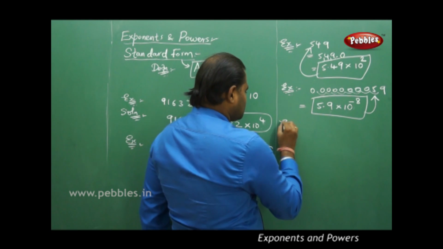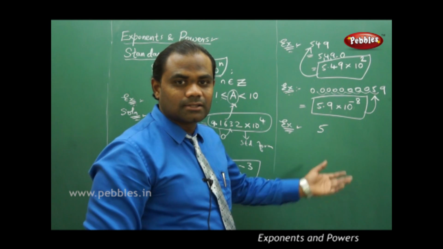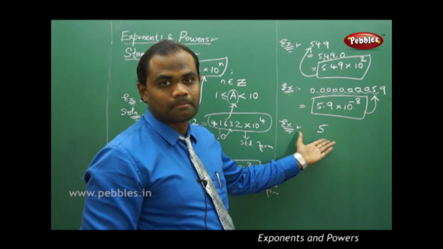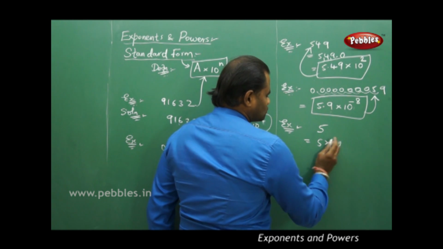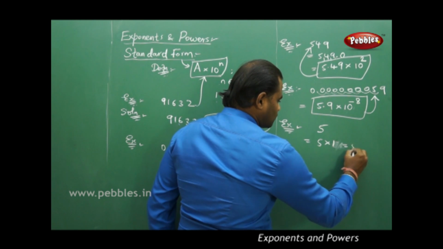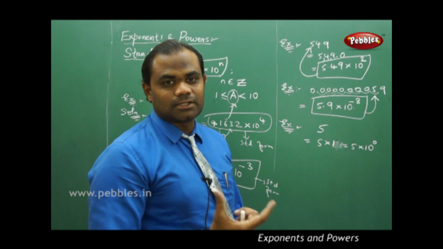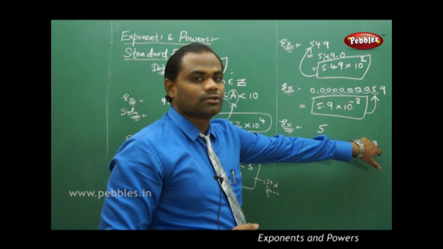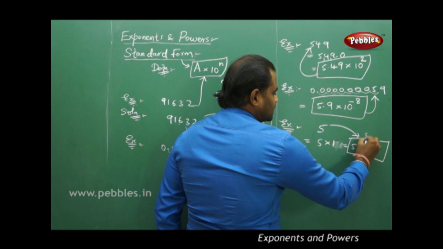So next I have a problem. Say I have a value of 5. How do I write this in standard form? This is a single digit which already lies between 1 and 10. And I can write this as 5 into 1, because 5 into 1 is 5. 5 into 1 can always be written as 10 power 0. So anything raised to the power 0 is 1 except 0. So therefore 5 into 1 can be written as 5 into 10 power 0. And this form of representation of 5 is called the standard form.